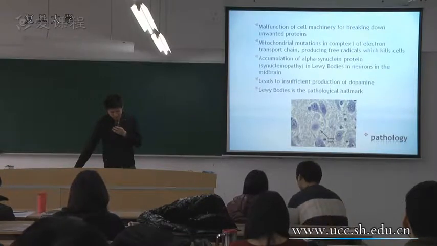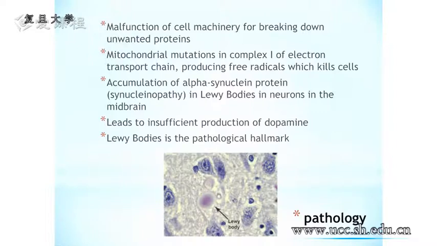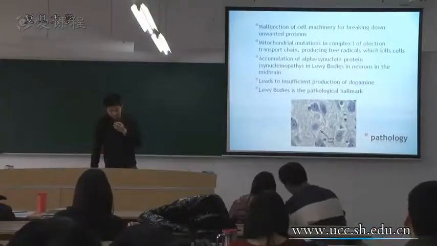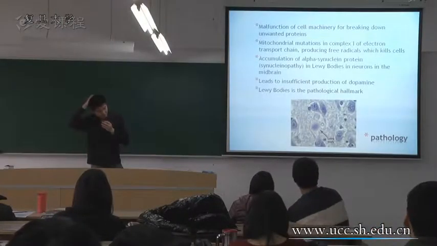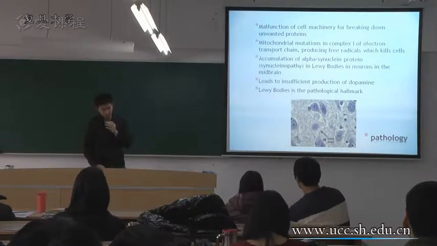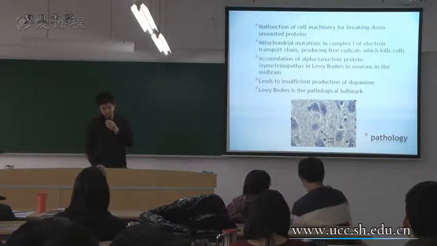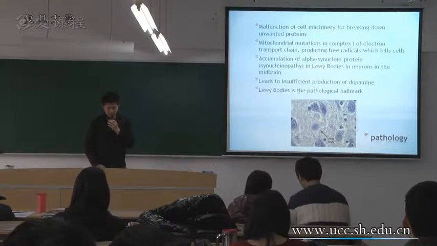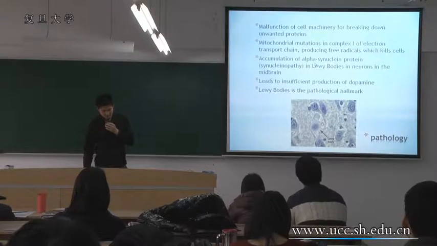The pathology is that it produces unwanted proteins in your neurons, and that has to do with a malfunction in the machinery that breaks down those proteins. It also has to do with a mitochondrial mutation in complex 1 of the electron transport chain, which produces free radicals that harm mitochondria. And the protein that accumulates in your neurons and leads to Lewy body formation is alpha synuclein. I don't know how to pronounce it.